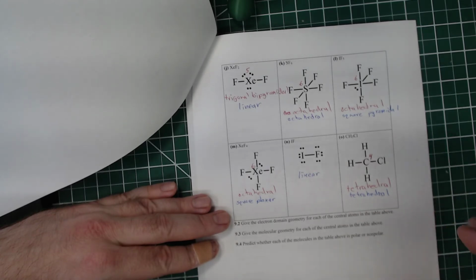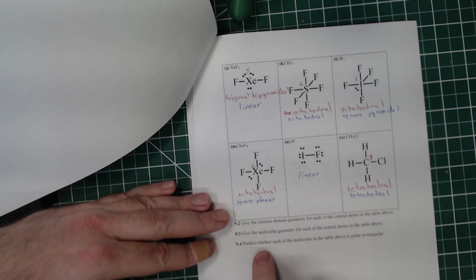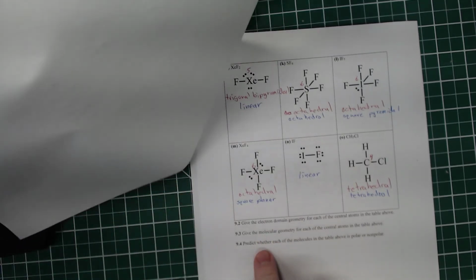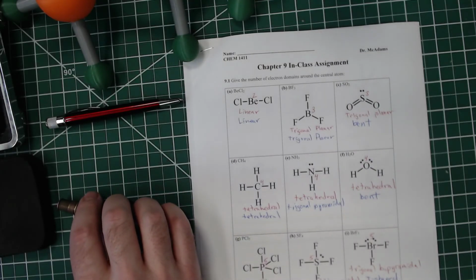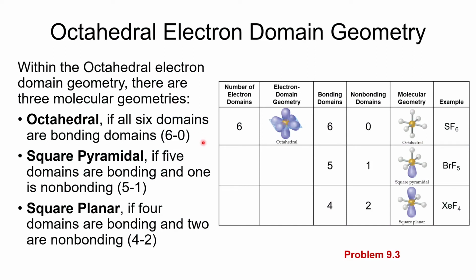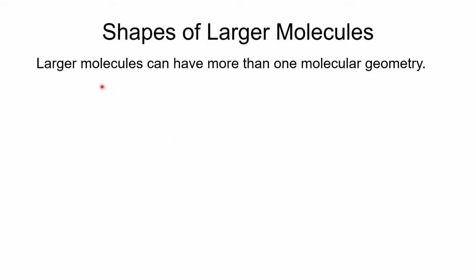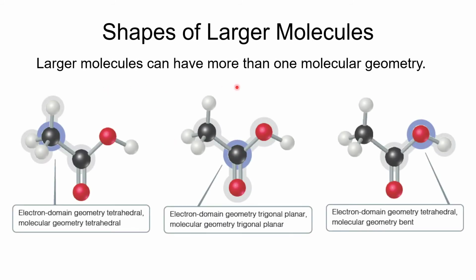All right, so we've done the electron domain geometry, and we've also done the molecular geometry, and we need to predict if things are polar. So we'll go back and look at that. By the way, if we've got larger molecules, those larger molecules can possibly have more than one electron domain geometry or molecular geometry in the same molecule. So it is possible for them to have more than one geometry.